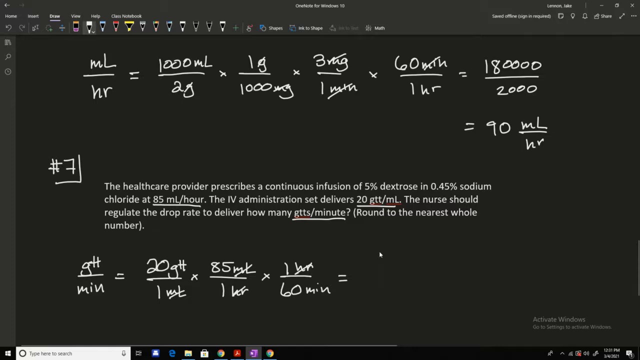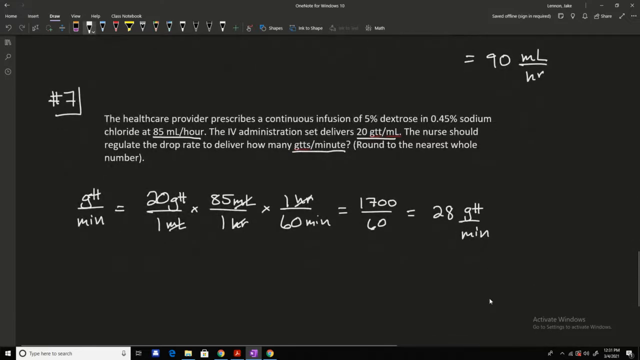And then again, we just multiply. So we've got 1700 over 60. And to the nearest whole number, it comes out to 28.3 repeating, so that would just round to 28 drops per minute. So number 8.